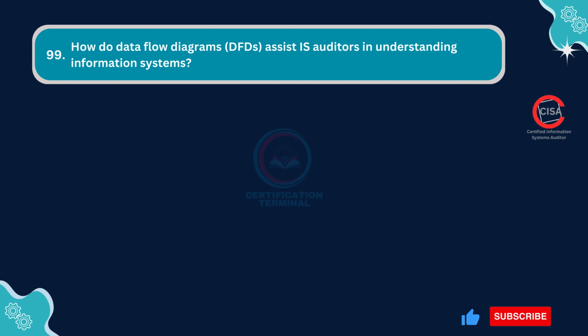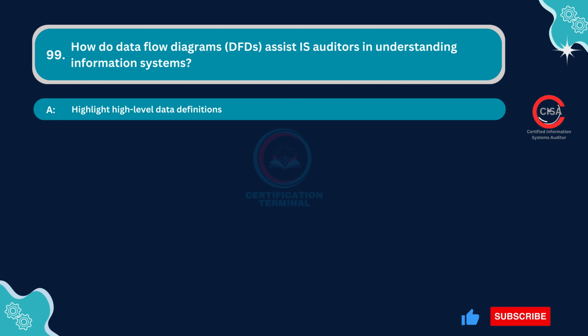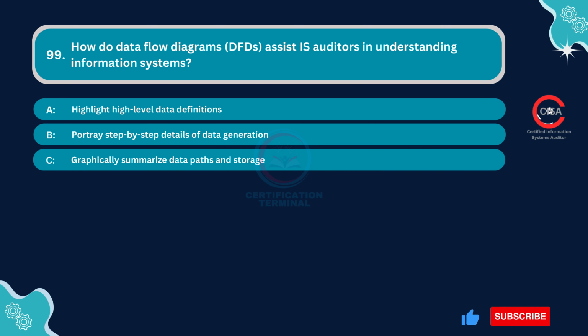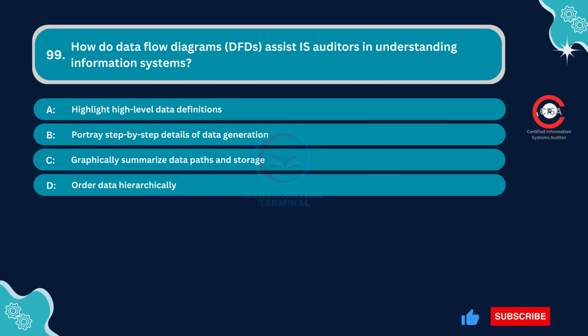Question number 99. How do data flow diagrams assist IS auditors in understanding information systems? Option A, highlight high-level data definitions. Option B, portray step-by-step details of data generation. Option C, graphically summarize data paths and storage. Option D, ordered data hierarchically. The correct answer is Option C, graphically summarize data paths and storage.